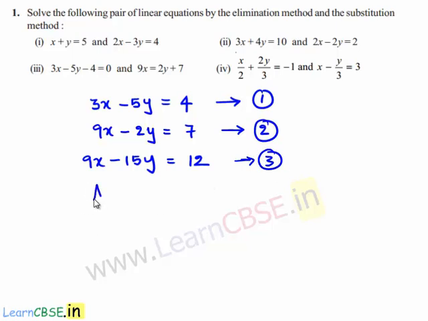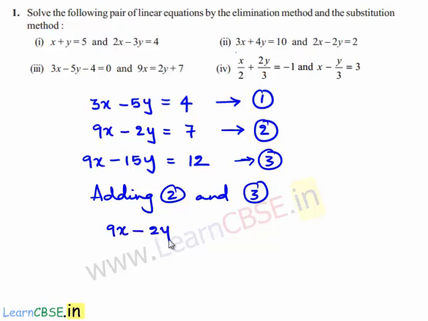So now adding equation 2 and equation 3, we get 9x minus 2y plus 9x minus 15y is equal to, this is 7 and this is 12. So if we add equation 2 and 3, neither x nor y term is eliminated.